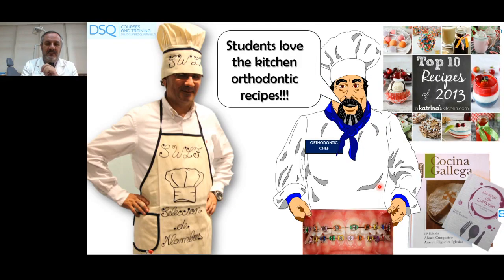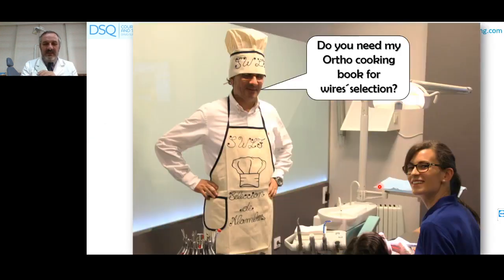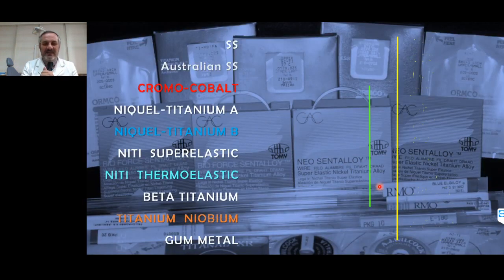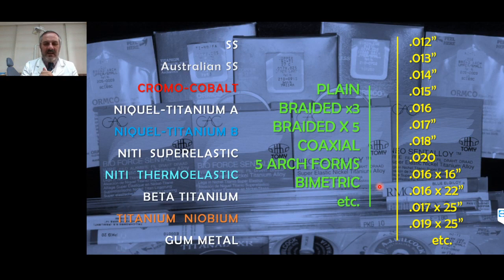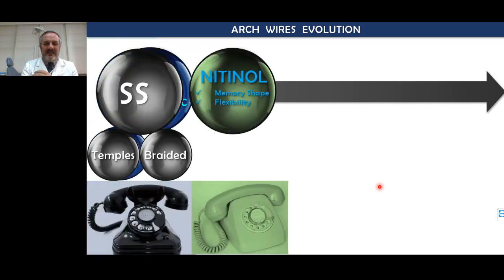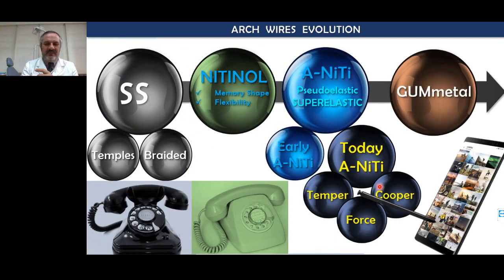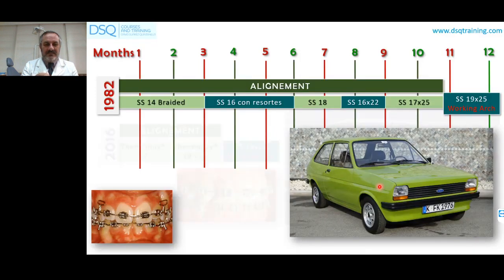Okay, and I realized that the students love the kitchen and love the orthodontic recipes. And for this reason, it's very important to understand, okay, this is a joke, the properties of the different wires. We have a lot of wires, a lot of alloys, a lot of different systems, and it's very important to know the evolution of this type of wires.